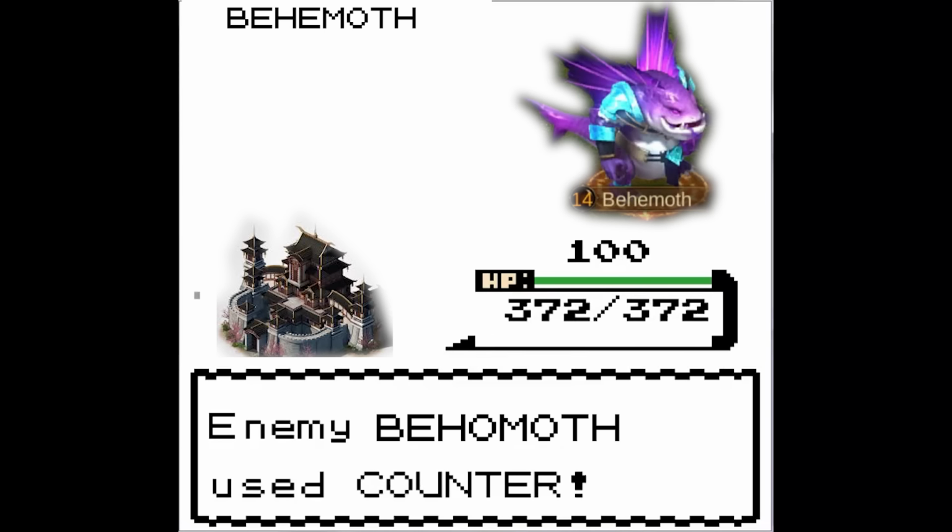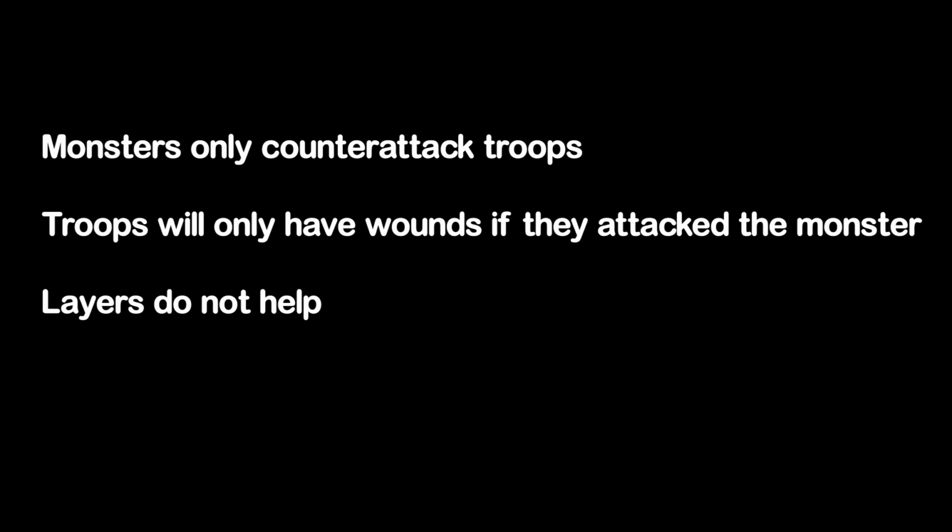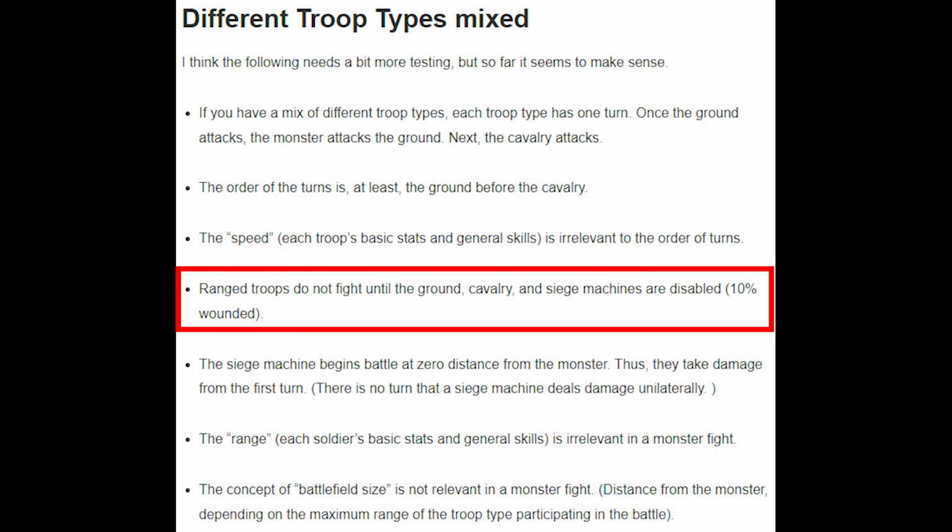So if you have wounded, that means your troop attacked the monster. This is important because that means layers don't do anything to monsters, unlike a PvP battle. It's also important because it shows you when you send a full march at the monster, you'll notice that your high tier siege and your ground troops all have wounds before your mounted are actually able to kill that monster. There's a myth that all the troops of a particular type have to be wounded before the next type of troop will attack the monster. For example, all of your ground troops have to be dead before your mounted troops will attack.